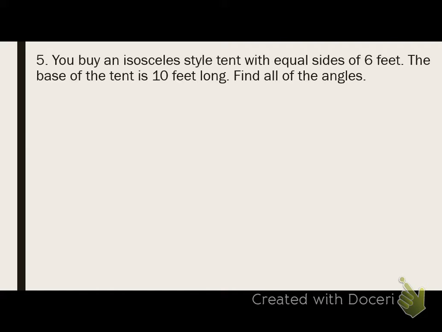Alright, so you buy an isosceles style tent with equal sides of 6 feet. Pause. What does isosceles mean to me? Two sides are congruent. And what shape is it going to be? Like a triangle? Okay, two sides are congruent, and guess what? They're 6 feet.